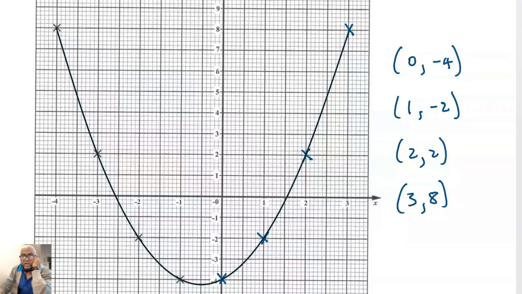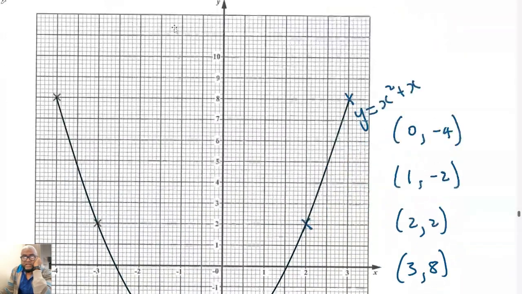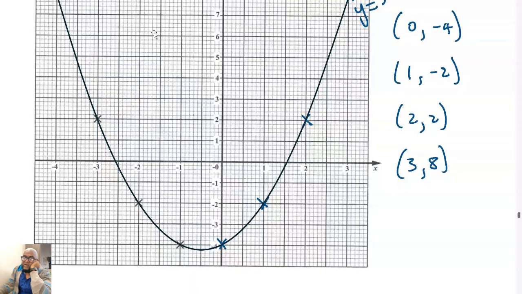Label your graph. Whatever the quadratic is, that is what your label will be. Y is equal to, I believe it's x squared plus x, let me check, minus 4. That is the label for my graph.